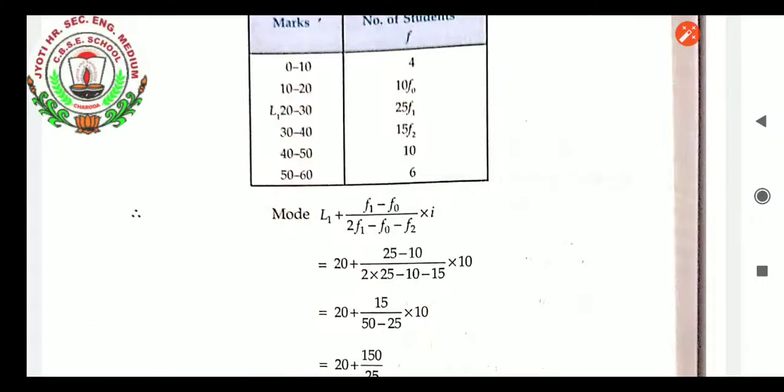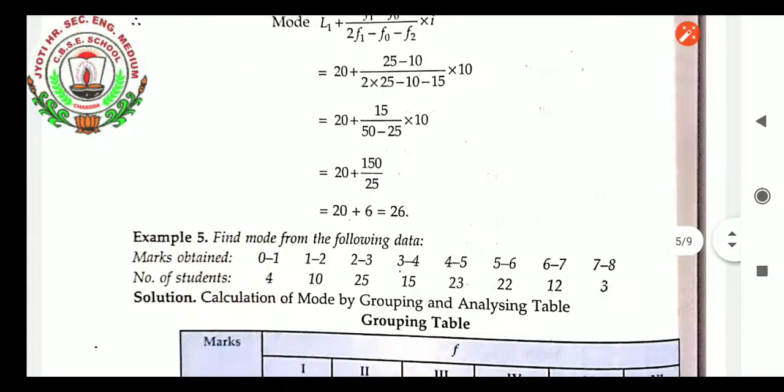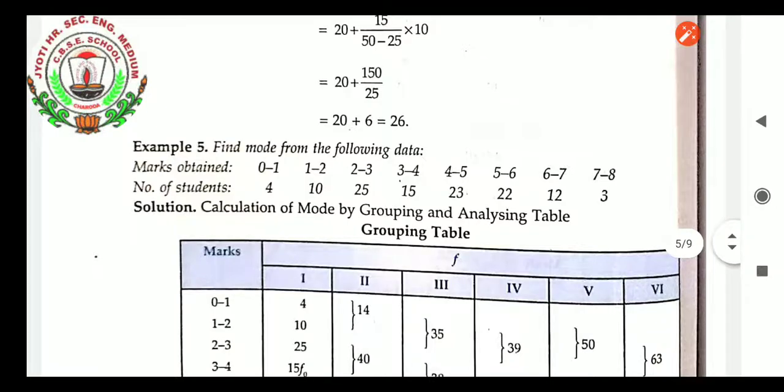So let us check the answer. How much is the answer? 26. So that is the answer, students. I hope you have understood the mode through this formula. Better to practice each and every question of mode through this. Questions 1 and 2 you solve with the grouping table and analysis table, because you must have the habit. Now you have time, you can make the grouping table and analysis table. On the basis of the grouping and analysis table, you can get the answer.